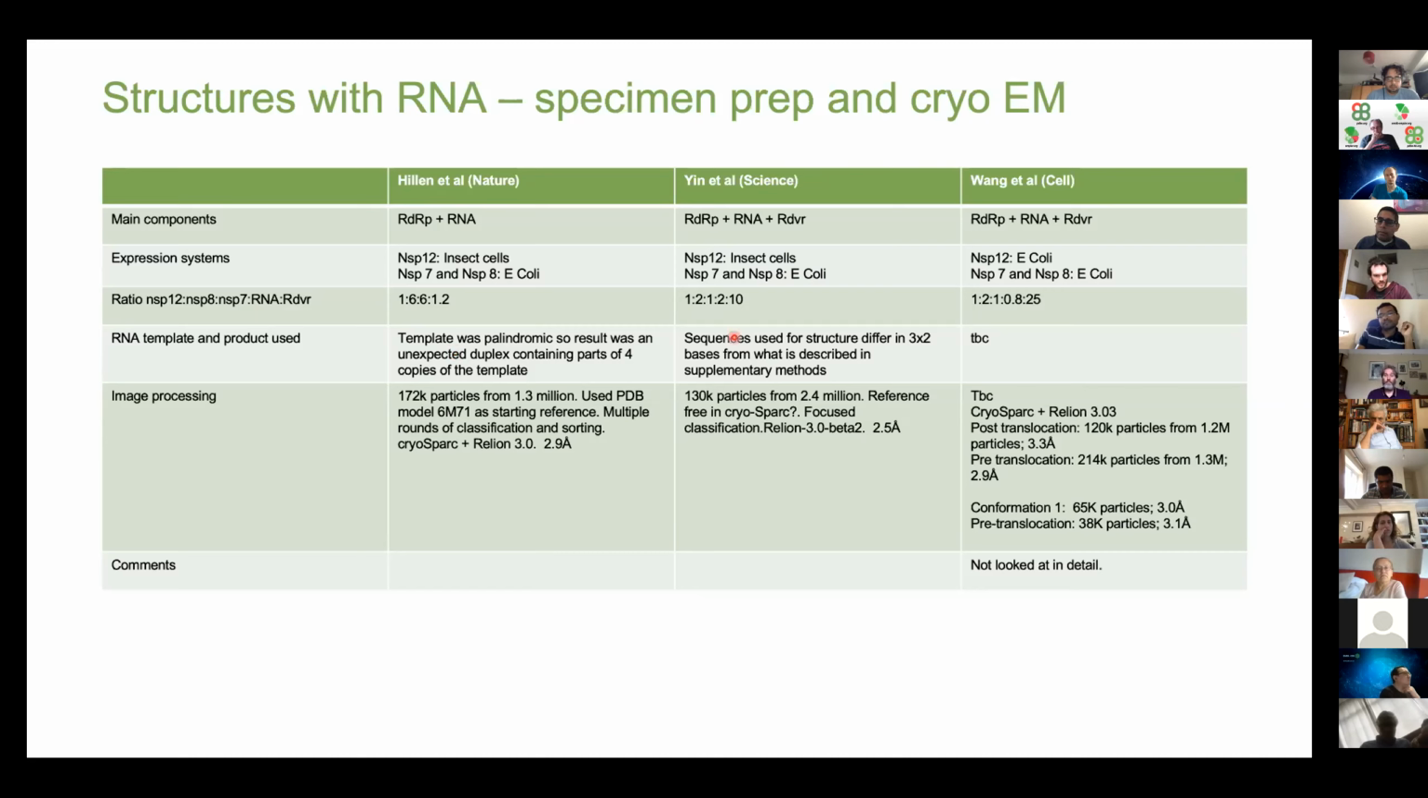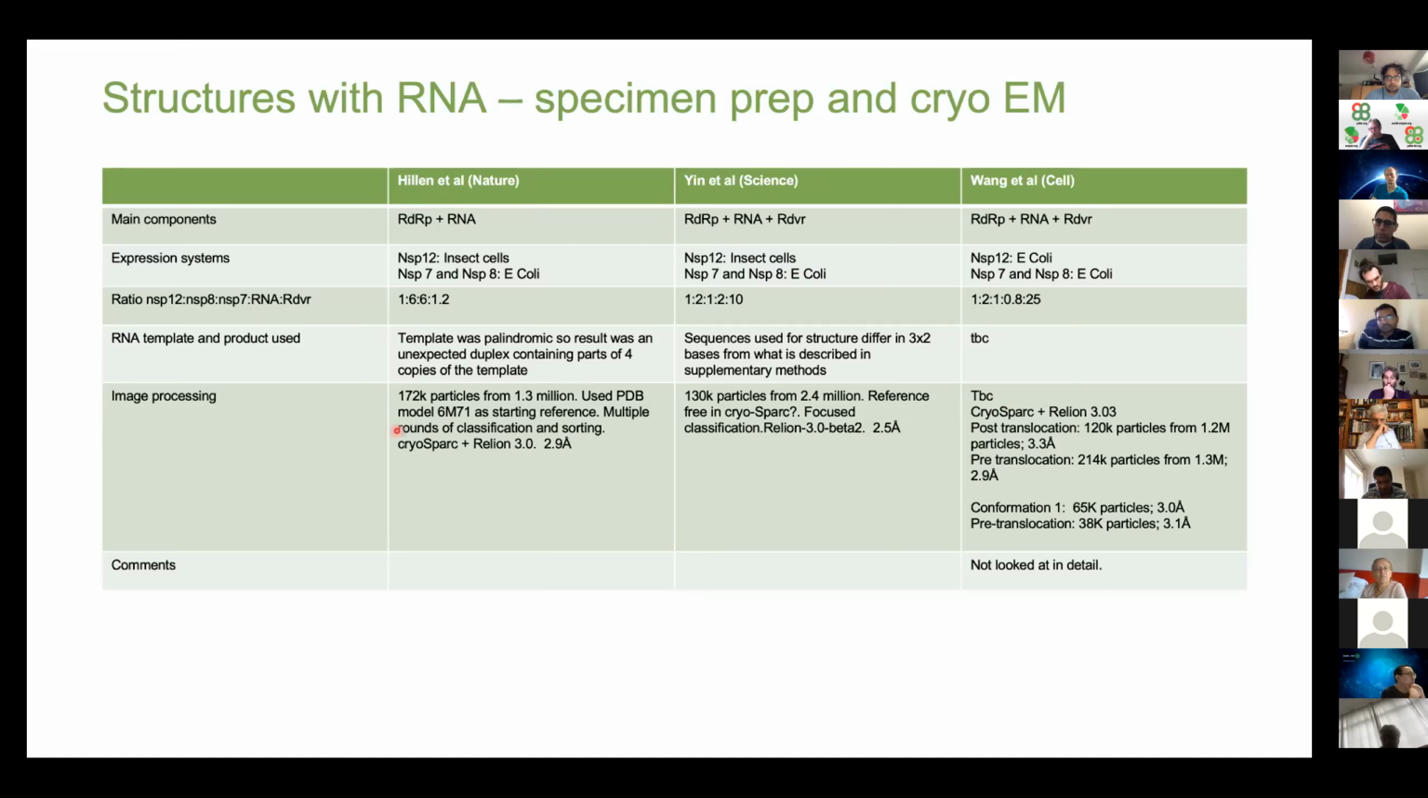In the Yin et al., I have a little bit of a question here. They describe one sequence in the supplementary methods, and then in terms of the structural analysis, they've used sequences which are almost the same, but which are different in a couple of bases. And I don't exactly understand. There are some differences here which I don't completely understand. And then finally, the Wang, I haven't gone through that in detail.